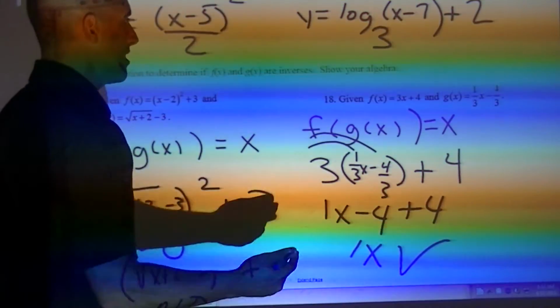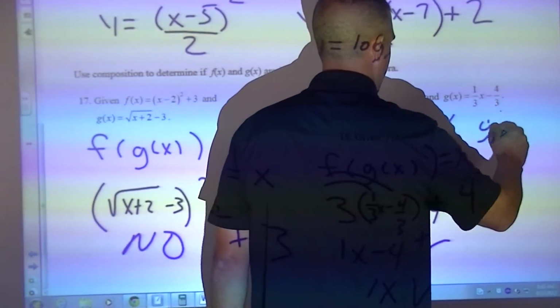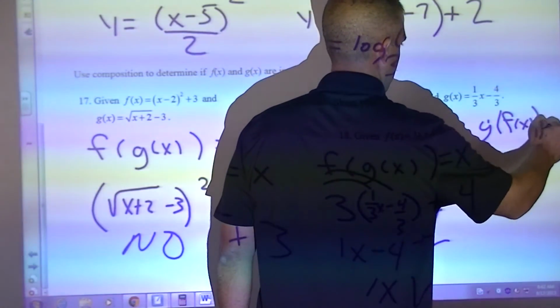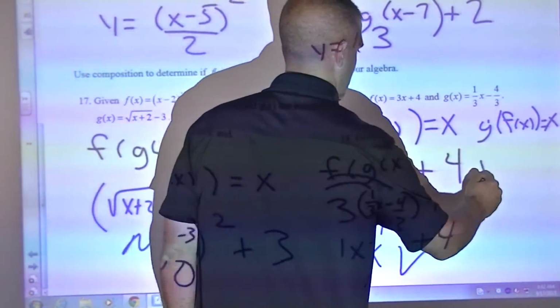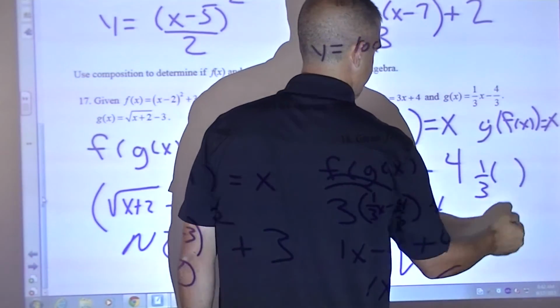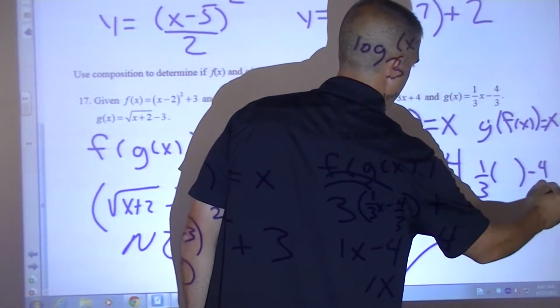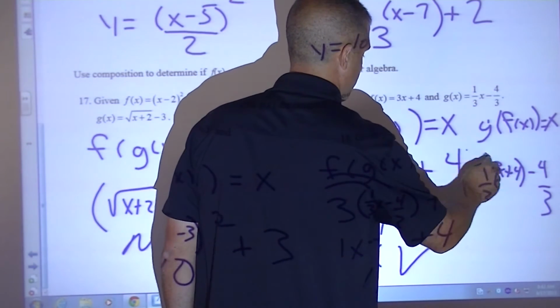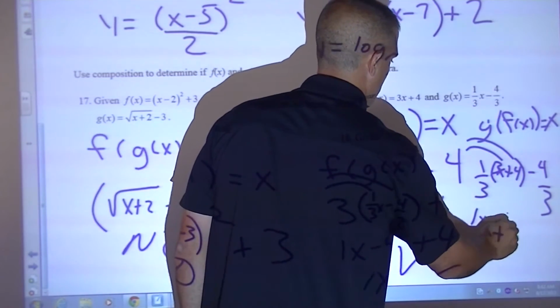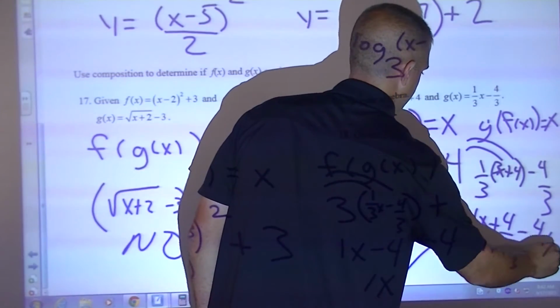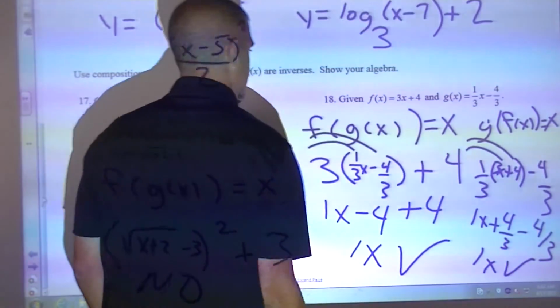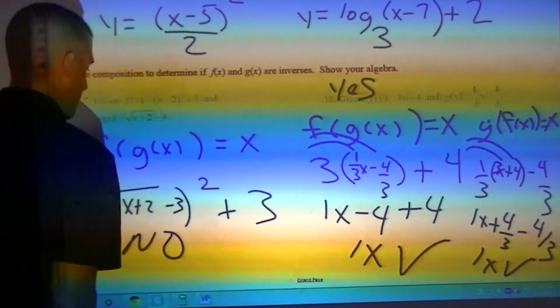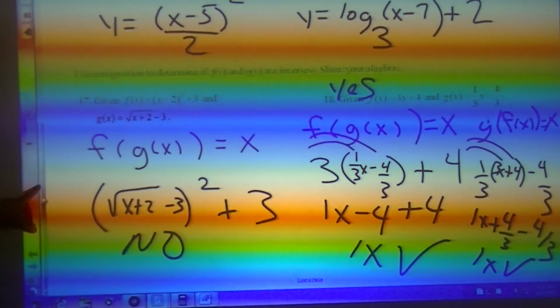The other simple thing is to check that g of f of x equals x. So that's 1/3 minus 4/3. So if I put 3x plus 4 in there and multiply, that's 1x plus 4/3 minus 4/3. Once again, I get 1x. So this answer is yes. This answer is no.